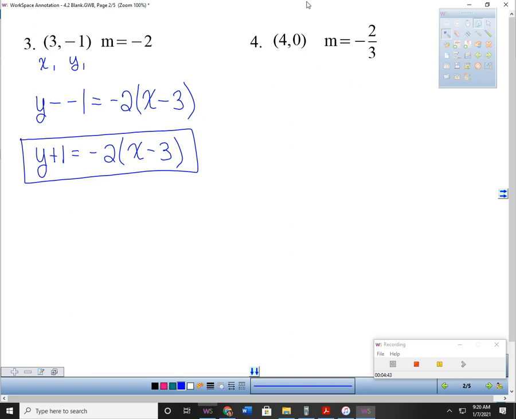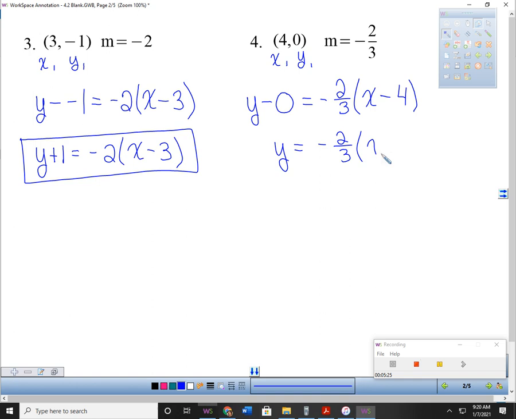All right, and one more of these, I believe. So again, this is my x1, y1, and then I've got my slope. So y minus I've got 0 as my y, equals my slope times x minus the x value of my point. And then I don't leave y minus 0 because what is y minus 0? It's just y. So y equals negative 2/3 times x minus 4. Okay.